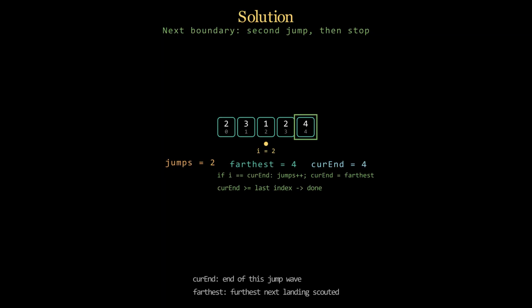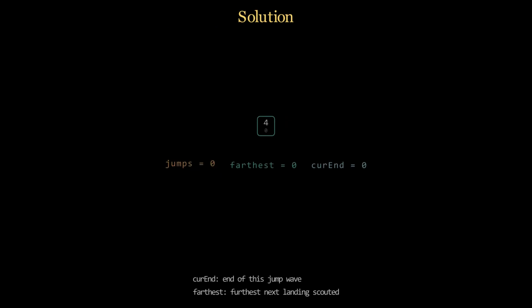Minimum jumps is 2. Edge case, if n is 0 or 1, you already stand on the last index, so the minimum jumps is 0 and the main loop never runs.